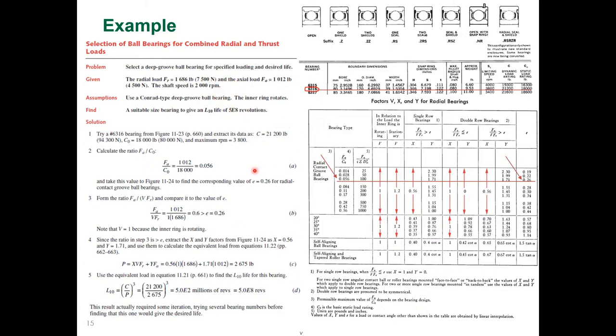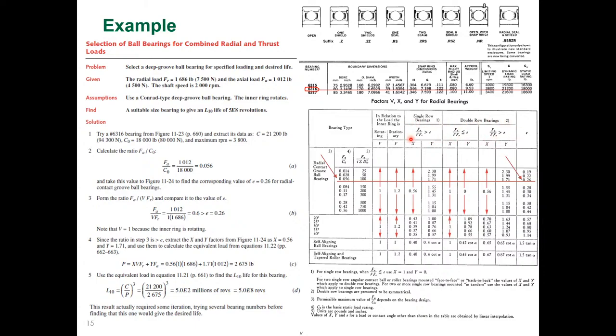And then we go and try to get our V and X and Y parameters from the table. Okay, so we calculate the FA over C naught. That's the axial load over the C naught, which is the static load. And this value is 0.056 from the table. Okay, FA over C naught is 0.056, so it's down here. And then if we look all the way across the table over here, we see that this is an E. You can't see it too well on the slide, but you can see it a little bit easier in the book. It's 0.26.